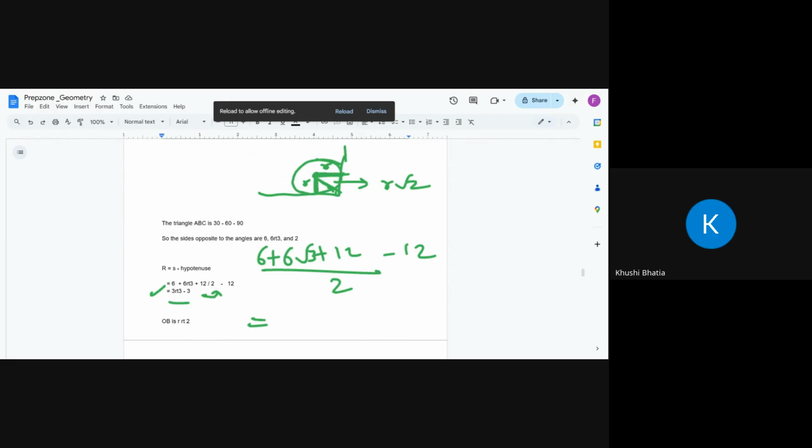Yes, if we apply Pythagoras, is that what you are saying? Yes, then we will have the correct Pythagoras order. So same thing when you have drawn the figure, you will get R root 2 as the answer for OB.